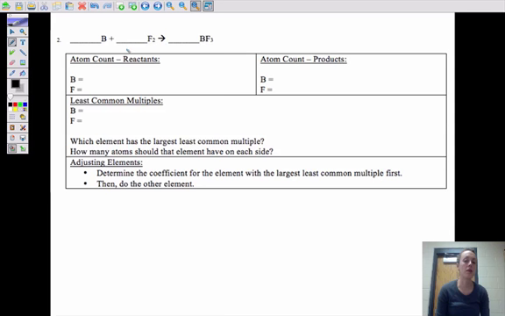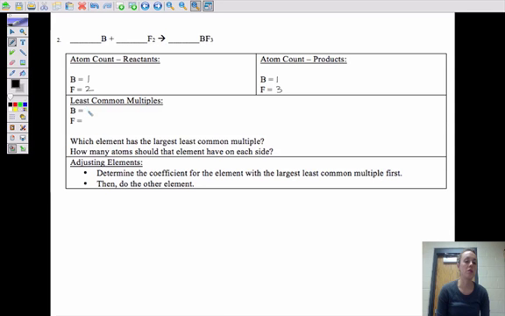If you feel confident and want to try this independently, pause the video, and then you can check your answers by pressing play. If you don't feel comfortable doing this independently, stick around and we'll do this one together. My first step is to always do the atom count. On my reactant side, I have 1 boron and 2 fluorines. On my product side, I have 1 boron and 3 fluorines.